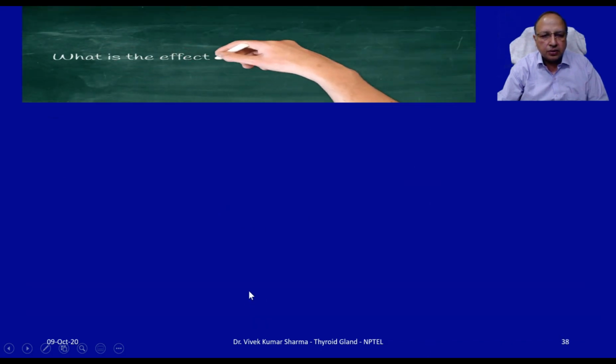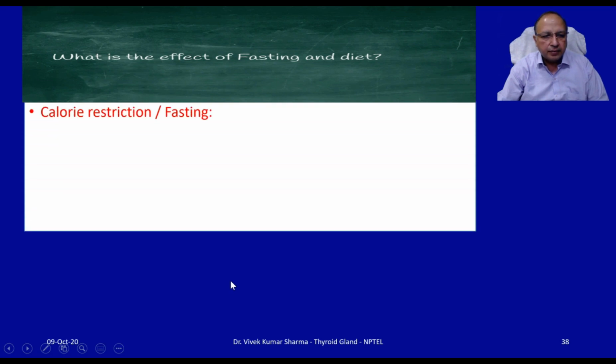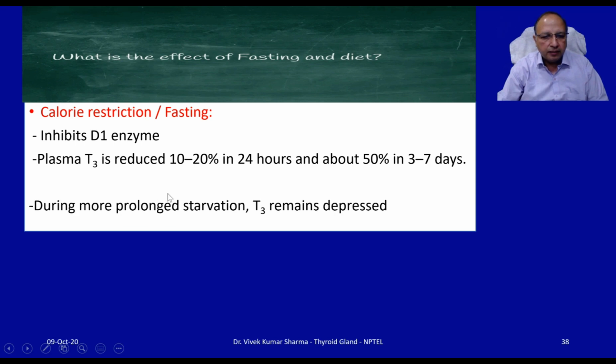So now coming to the next question, what is the effect of fasting and diet on thyroid hormone synthesis and secretion? When a person goes for fasting or any form of caloric restriction, the body wants to conserve energy, and we know that thyroid hormones maintain the metabolism. So when a person goes into fasting, there will be inhibition of the D1 enzyme. That means there will be lesser conversion of T4 to T3. So plasma T3 level is reduced 10 to 20% within 1 day and around 50% in roughly 3 to 7 days. And so there will be a decrease in the metabolism and energy conservation will occur.